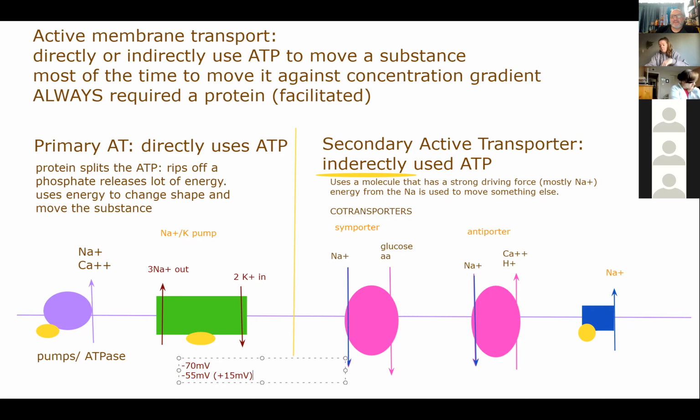Remember, when a cell is at rest, it doesn't mean nothing is moving in and out. There are literally thousands of things moving in and out. There is just no net change. So there you go. We did passive and now we did active.